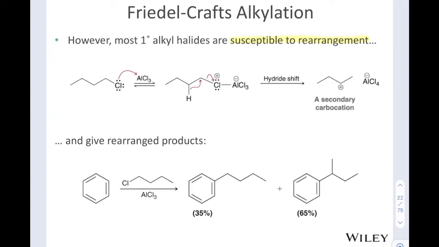You are going to have a rearrangement. If you had this 1-chlorobutane and you create your carbocation, we are going to have a hydride shift and the carbocation is going to become secondary. So even though this may be your desired product, the majority of the product is going to have had the rearrangement happen. So Friedel-Crafts alkylations undergo carbocation rearrangements, and so we're going to get a mixture of products.